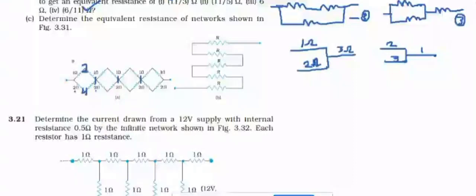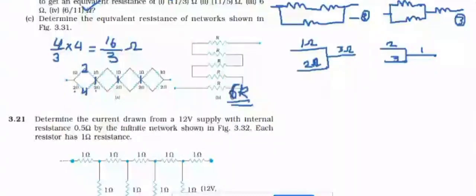As 2 and 4 are connected in parallel, you can calculate the value of that parallel combination. So you will get around 4 by 3, 4 by 3 for each unit. Now such 4 units are connected in series. So into 4, you will get 16 by 3 as the effective resistance. Now here you can see all of them connected in series. So you have 6R as the total resistance.